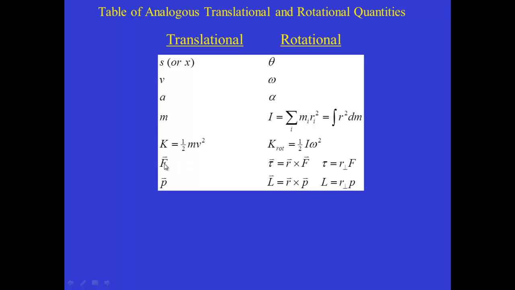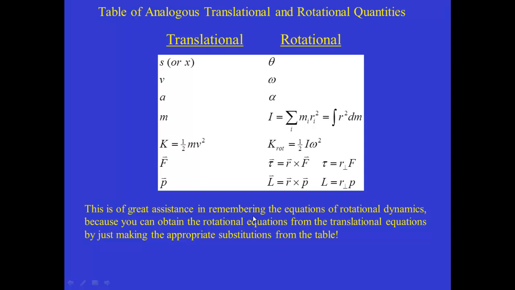Force in translational motion is replaced by torque in rotational motion, and now we've got two ways of writing down the torque. r perpendicular F is fine for the magnitude of the torque, but r cross F is the vector expression for torque. And now finally, linear momentum p is replaced by angular momentum L. And notice that tau and L are both equal to the position vector crossed into the vector that was the one for translational motion. So tau is r cross F, L is r cross p.